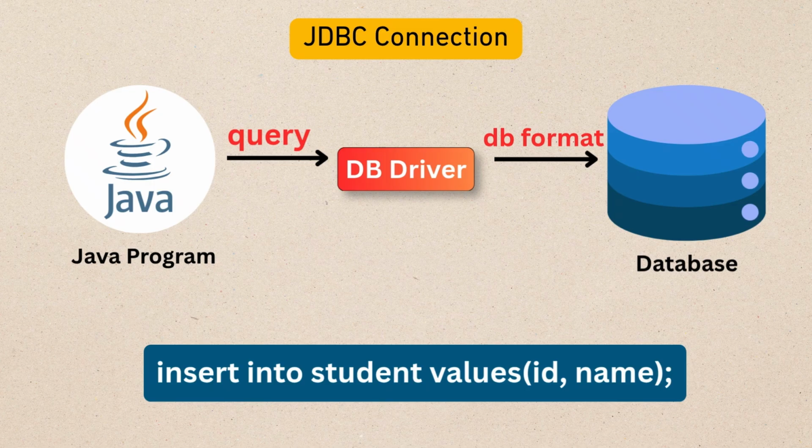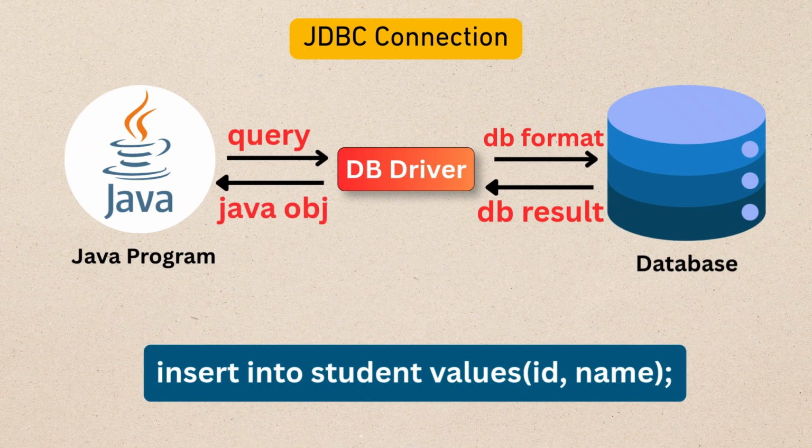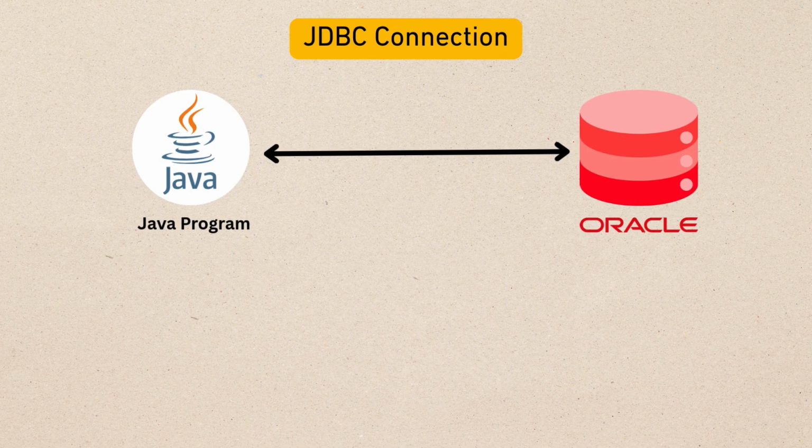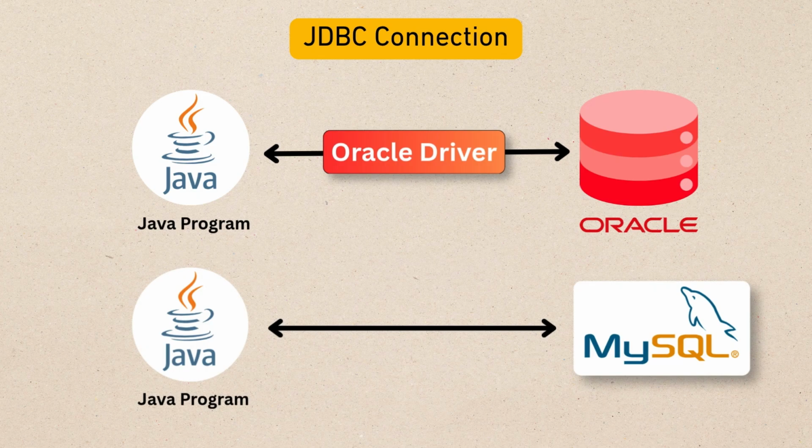The database executes the query and generates a result, then sends the result back to the database driver. The driver converts this result into Java specific objects and returns it to the Java program. Here the important component is the database driver, and these drivers are database specific. All the communication between the Java program and the database happens through this database driver. If we are using Oracle as the database, we have to use the Oracle JDBC driver, and if we are using MySQL as the database, we have to use the MySQL JDBC driver.